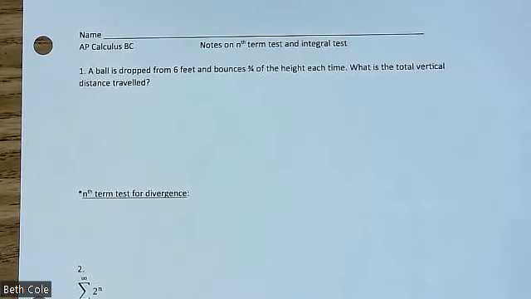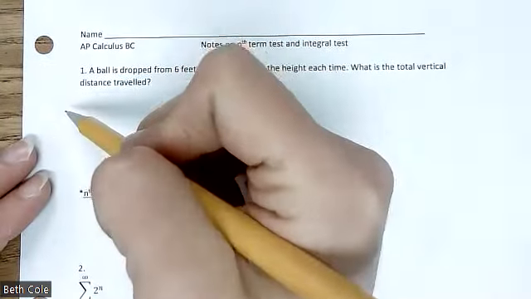So this first one is another review of geometric stuff. I just kind of made it a real life problem. A ball is dropped from 6 feet high, and then it's going to bounce 3/4 of its height each time. So I'm going to draw a picture of this so that we can have a visual. It gets dropped from 6 feet high.